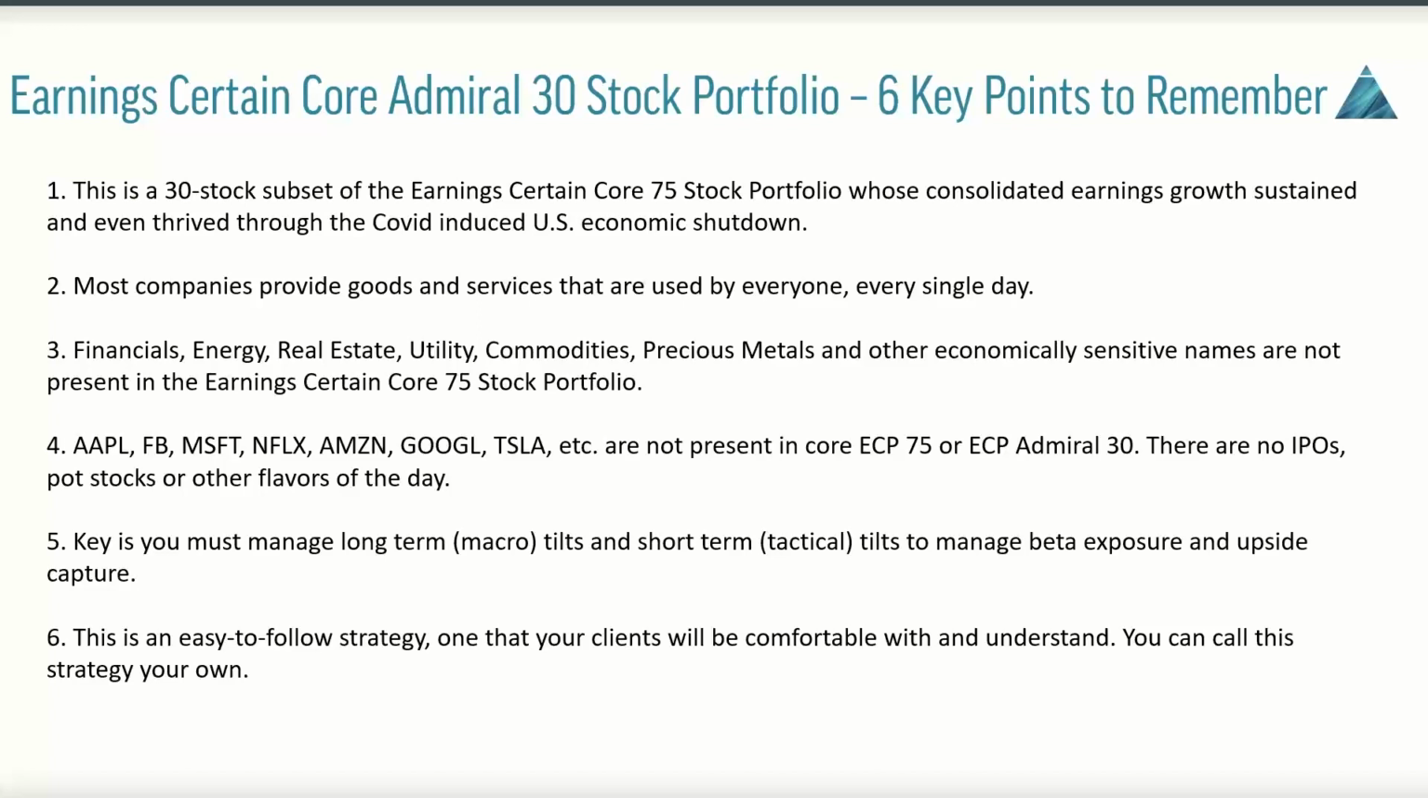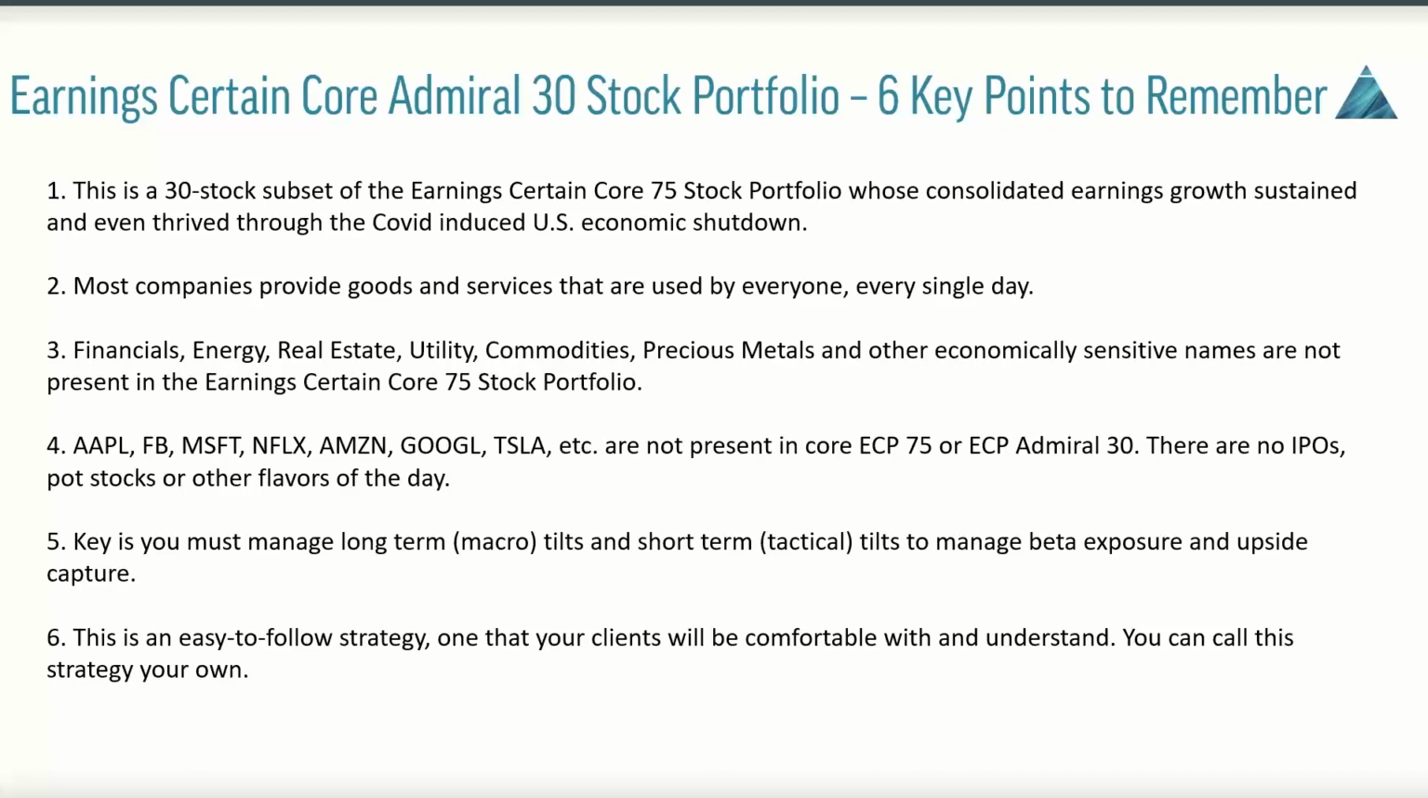Add this to the distillation process where we start with the standard industrial portfolio of 400 stocks. We then move through SIC, we move through GROW, 200 stocks each. We distill the top 75 earnings stable names into the Earnings Certain Core 75, and then we take the 45 stocks that were subject to any sort of reopening phenomenon during COVID out, and the remaining 30 stocks are what you get with the Admiral 30 stock portfolio.